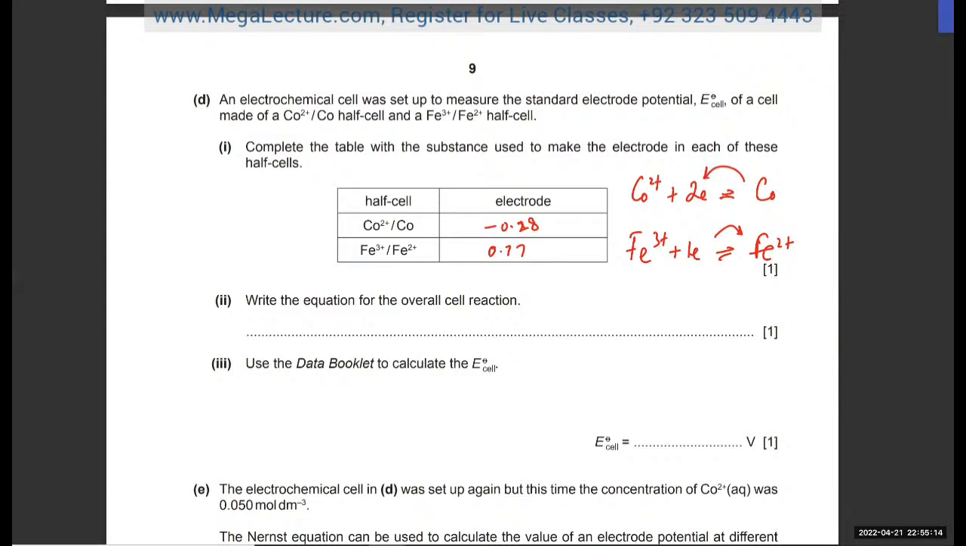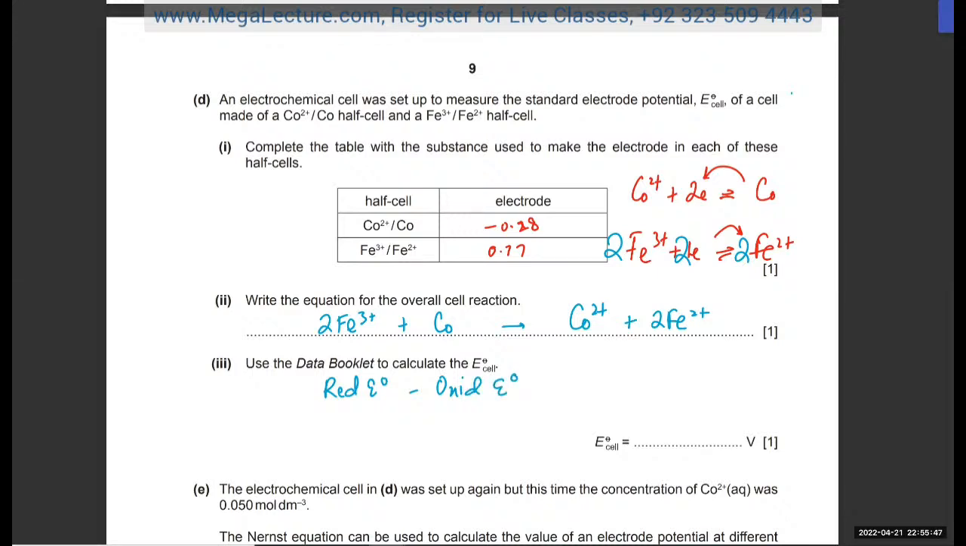The electrons have to be balanced first, so this would be multiplied by 2. Then you add up the reactants: 2 Fe3+ and cobalt. In the product, you're going to have cobalt 2+ and 2 Fe2+. And you have to calculate the E0 cell. It's basically higher potential minus lower potential.